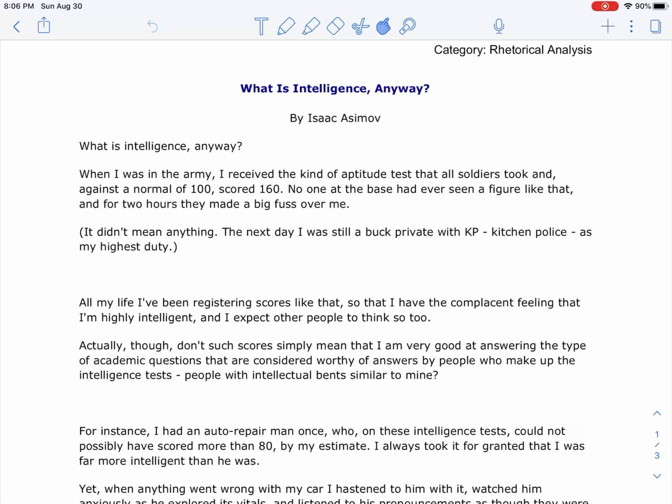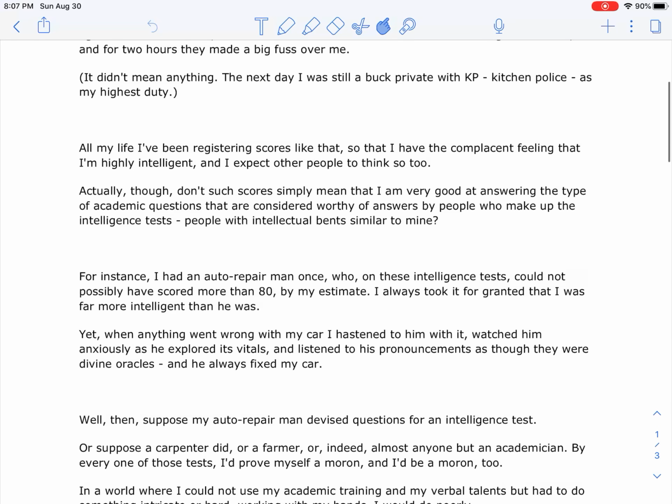So what is intelligence anyway? When I was in the Army, I received the kind of aptitude test that all soldiers took, and against the normal of 100, scored 160. No one at the base had ever seen a figure like that, and for 2 hours they made a big fuss over me. It didn't mean anything. The next day I was still a buck private with KP, kitchen police, as my highest duty. All my life I've been registering scores like that, so that I have the complacent feeling that I'm highly intelligent, and I expect other people to think so too.